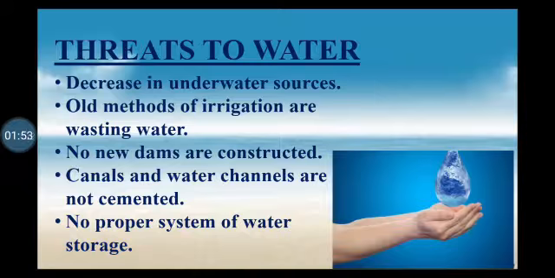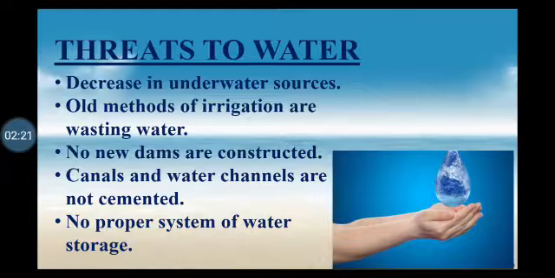Underground water resources are decreasing due to unnecessary use of water. It may cause problems like unavailability of water in future. Traditional and old methods of irrigation and farming are wasting water. Farmers should be trained in how to use water. New water reservoirs, dams, etc. are not constructed. It is causing massive water shortage and water wastage.